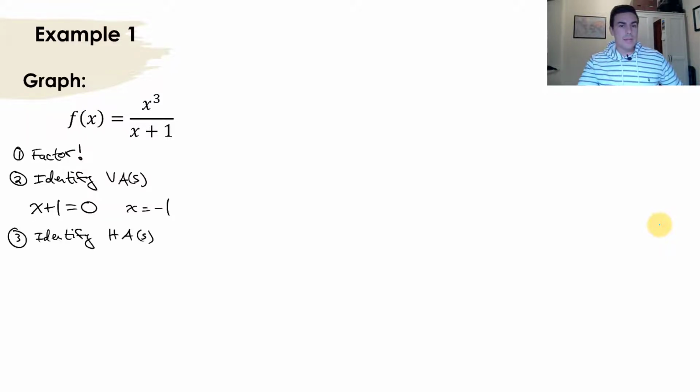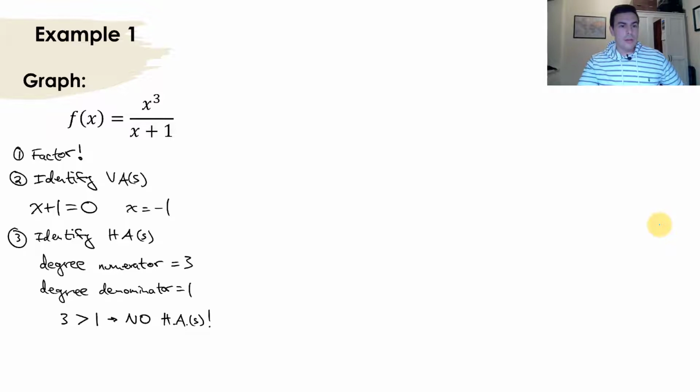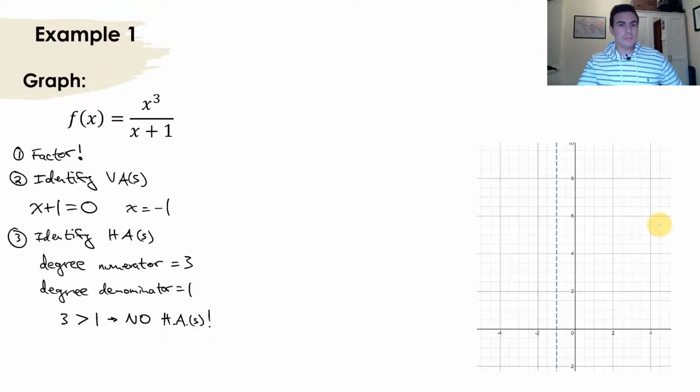Now let's identify horizontal asymptotes. The degree of my numerator is 3. The degree of my denominator is 1. 3 is greater than 1, so we have no horizontal asymptotes. And 3 is greater than 1 by more than 1. It is 2 greater than 1, so I know we don't have any slant asymptotes as well.